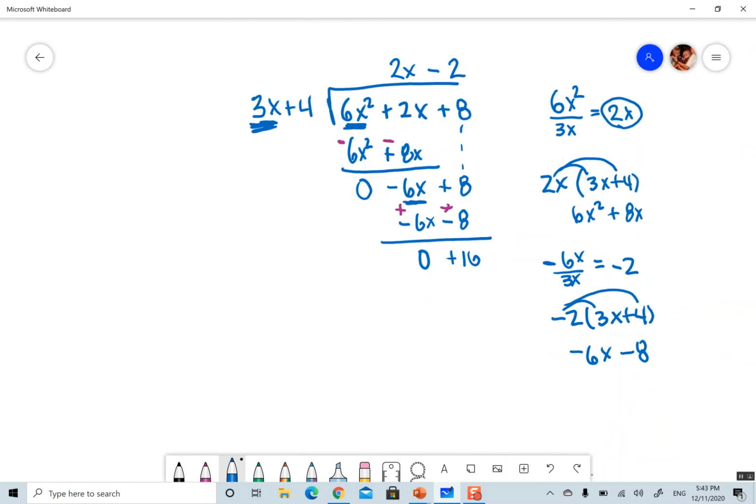So I can write my answer in two different ways. I can write it as 2x minus 2 with a remainder of 16, or I can write it as 2x minus 2 plus my remainder over my divisor, just like I did before. So both of those are fine answers depending on what format they need to have your answer in. I hope this is a helpful introduction.